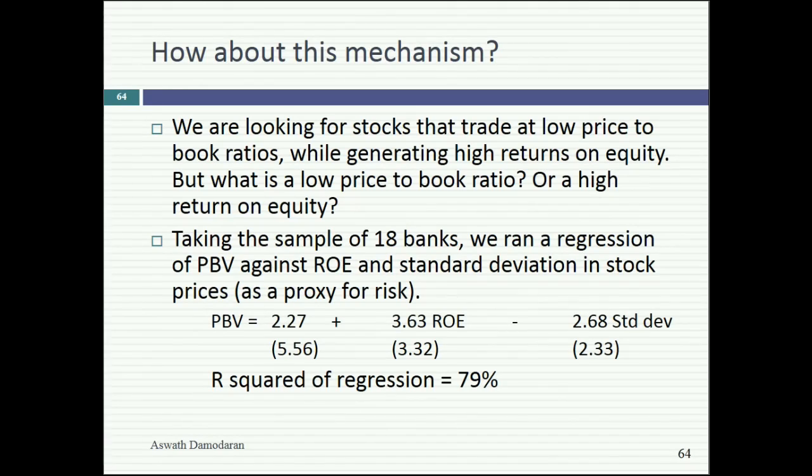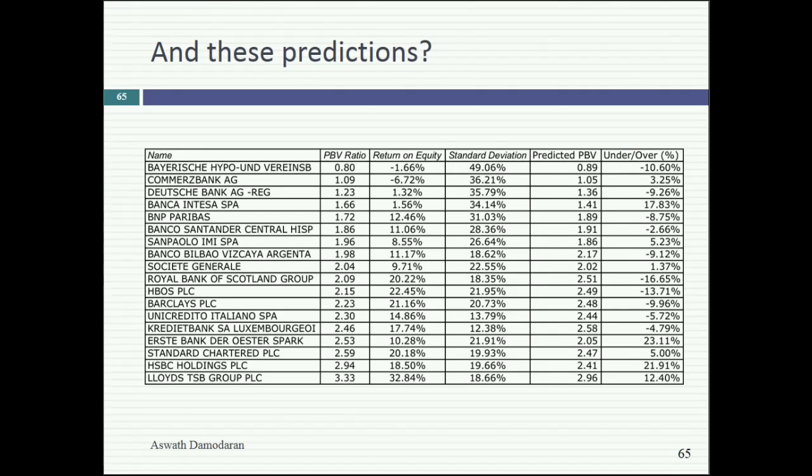This is a statistically significant relationship and a regression that will give you predicted values that are pretty close to the actual numbers. This is the regression I used to get predicted price to book ratios for every bank. I plugged in each bank's return on equity and standard deviation into the regression. I get a predicted price to book, and here's what it looks like. Okay? So let's say Commerce Bank. Commerce Bank has a price to book ratio of 1.09. But given its return on equity and standard deviation, its price-to-book ratio should be 1.05. The stock is actually slightly overvalued, and I do that for each and every bank.